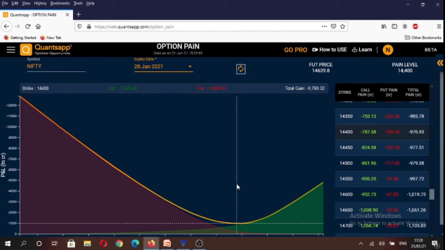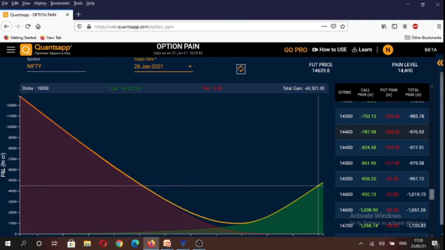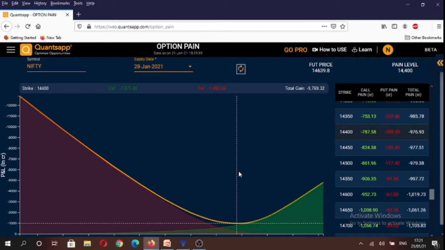So max pain level for the monthly expiry is at 14,400 levels. So it just tells us that if market were to expire around 14,350 to 14,450 range on Thursday next week, 28th January, then option writers are going to suffer the least amount of losses, theoretically speaking.